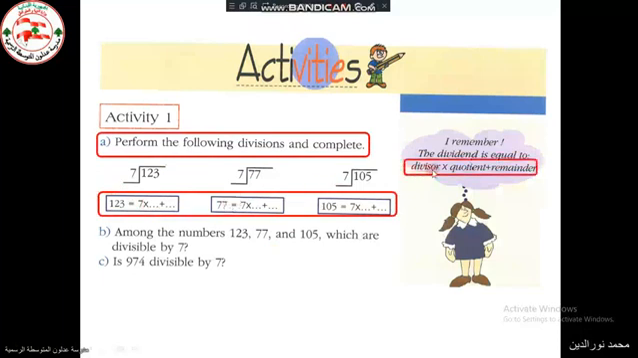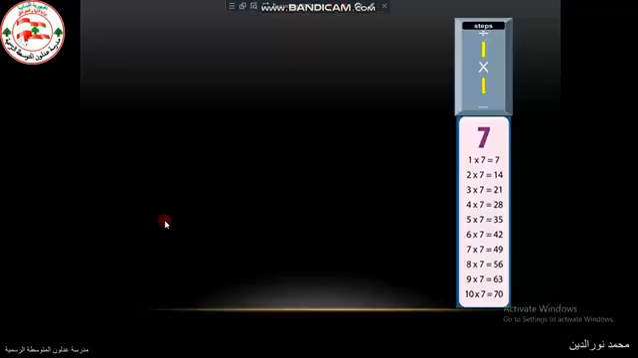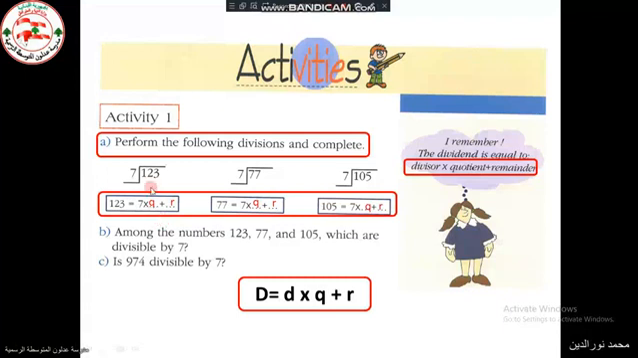We should use this equation: divisor times quotient plus remainder equals the dividend. So D equals divisor times quotient plus remainder, and in each equality you have to put the quotient and the remainder. So let's do the first one, which is 123 divided by 7.